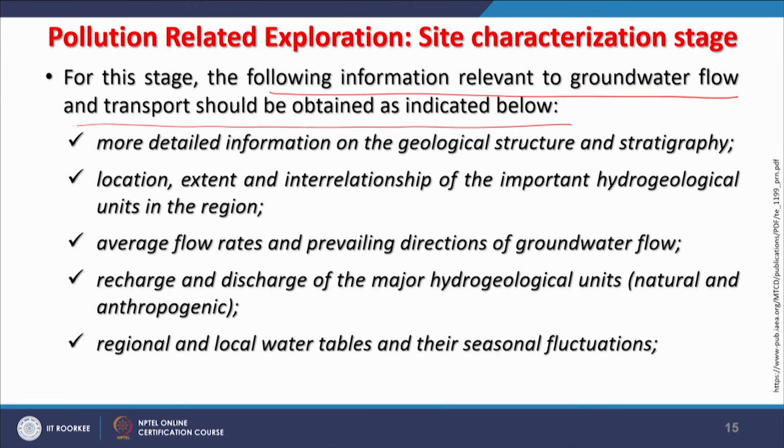So, that is another very important piece of information required: regional and local water tables and their seasonal fluctuations. Seasonal fluctuations here basically means, in Indian terms, pre-monsoon and post-monsoon. So, what are the regional water tables, and what is the local water table?